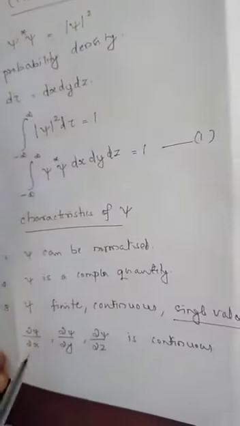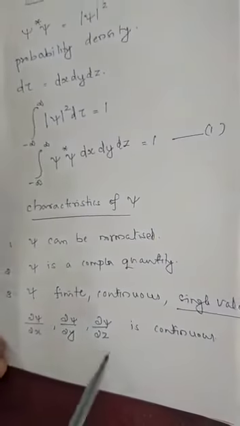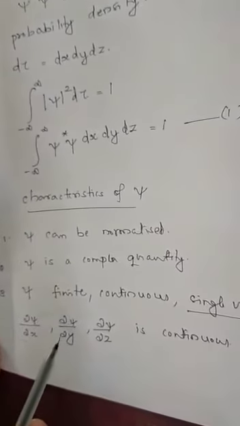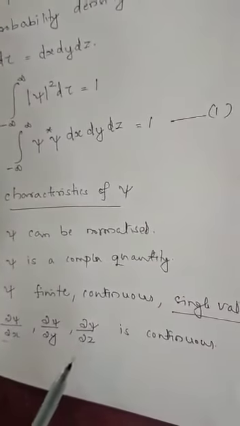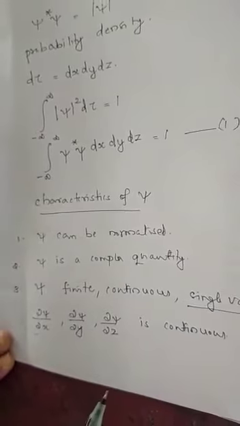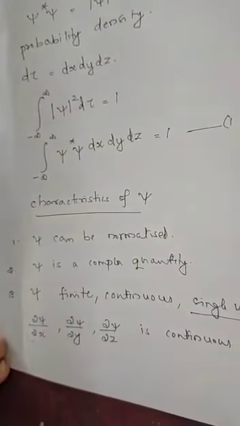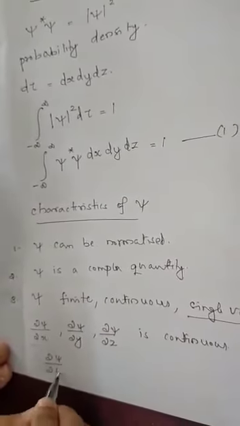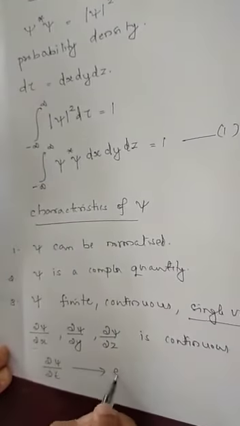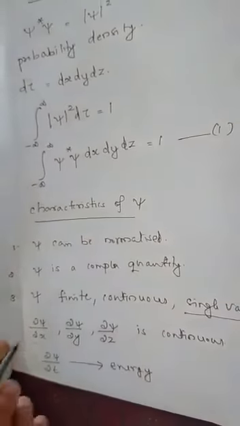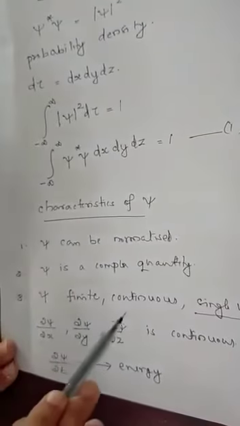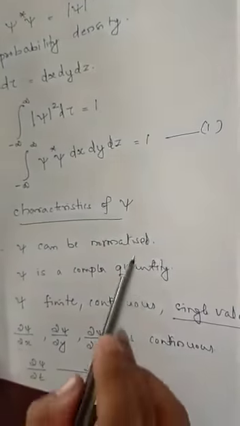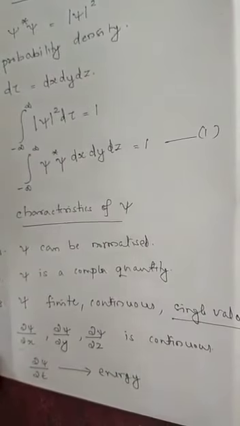If psi is continuous, then these first derivatives are continuous. That is, dou psi by dou x, dou psi by dou y and dou psi by dou z represent the momentum. So if psi is continuous, then the momentum is continuous. And the term dou psi by dou t is also continuous; that is, it represents the energy. So, if psi is continuous, then momentum is continuous and energy is continuous. These are the characteristics of the wave function psi.